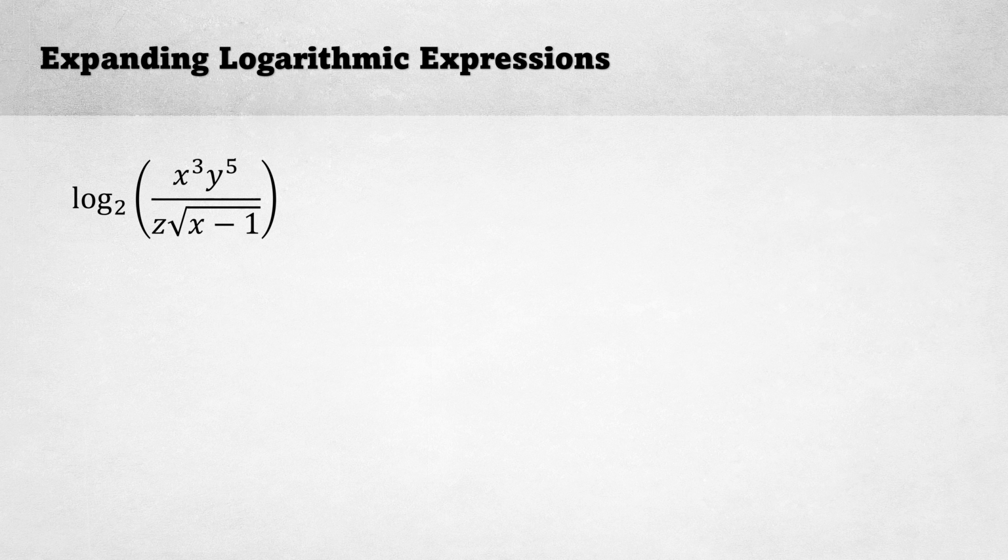Here's a trick to use in expanding this logarithmic expression. X cubed is in the numerator of the input of the log. We use this as an input of a positive log. Y to the 5th is also in the numerator of the input of the log. So we use this as the input of another positive log. Z is in the denominator of the input of the log. We use this as the input of a negative log.